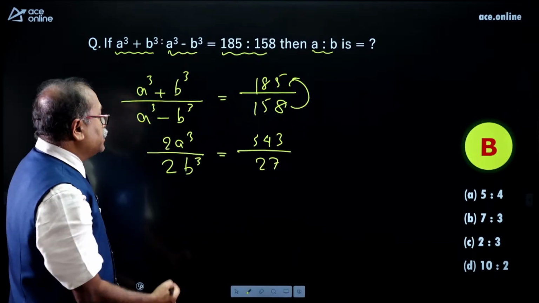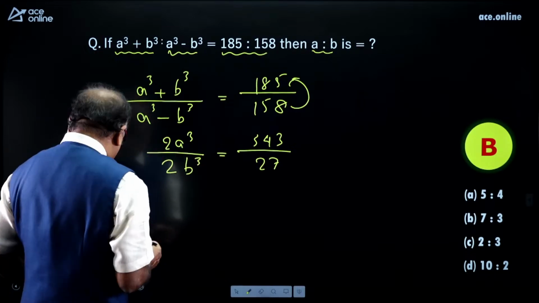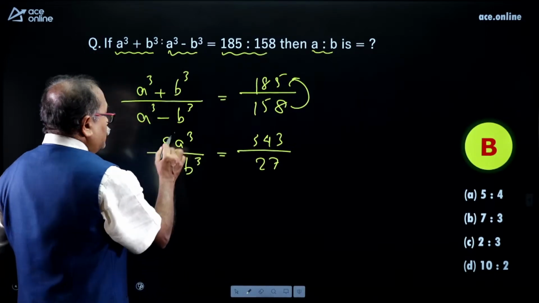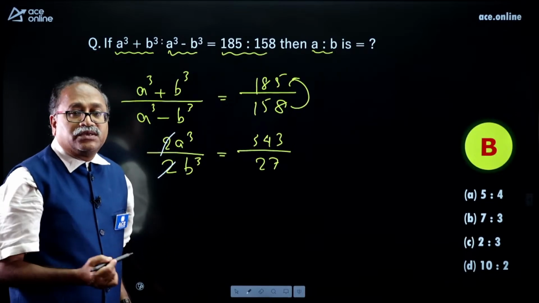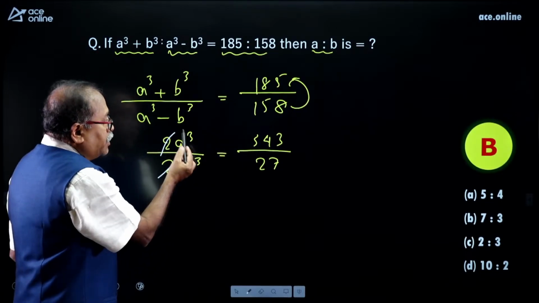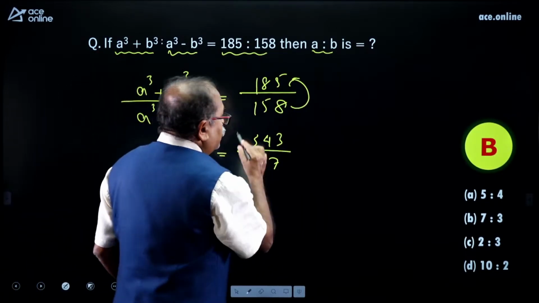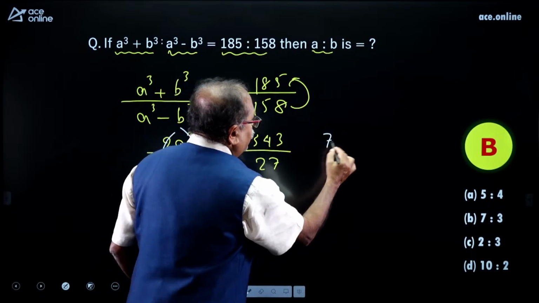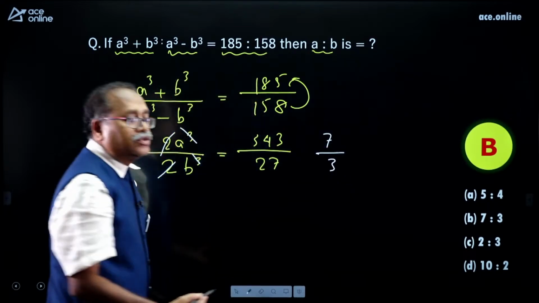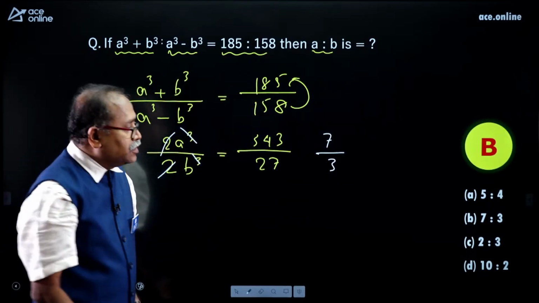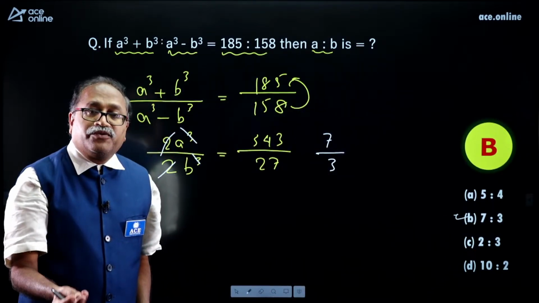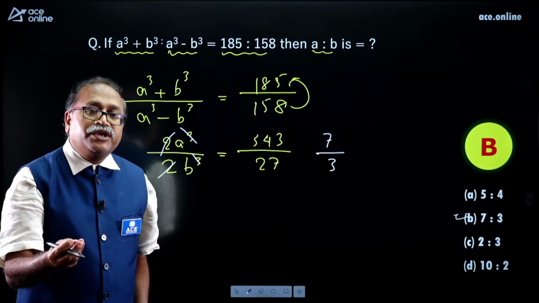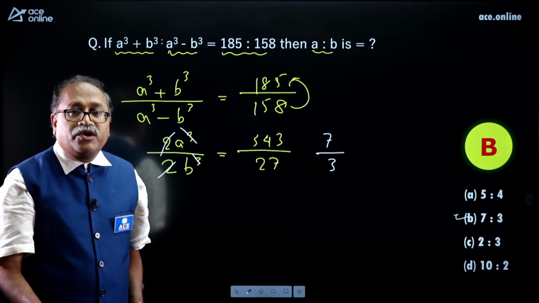Hope everyone is understanding that. So now cancel this one, cancel this part, and you know that 343 is 7 cube. So when I cancel the cube over here, then it will be the cube root, which is 7 by 3. That should be the answer. 7:3. Do we have the option? So what I did here, I simply used the Componendo dividendo formula.